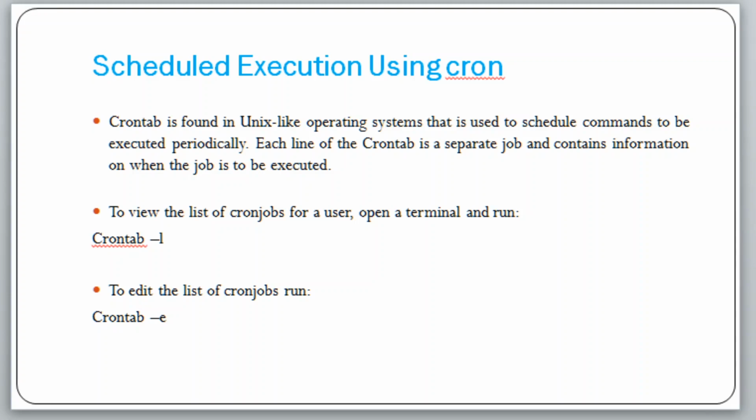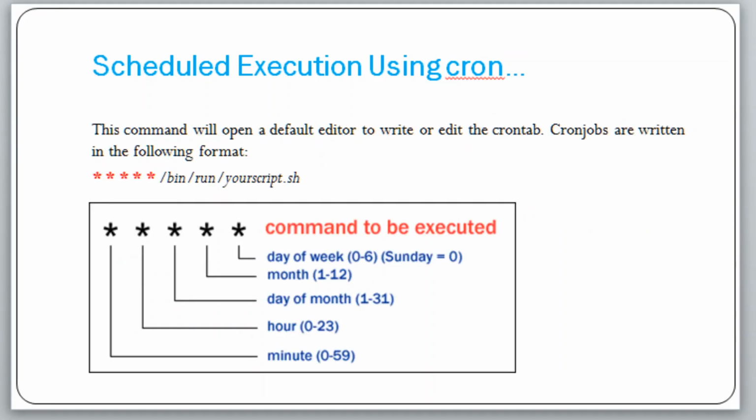So how is cron actually set up? We see here in our next slide that the command opens the default editor to write or edit the crontab. Cron jobs are written in the following format: we have five placeholders, and then the command to be executed. The first placeholder, this asterisk or star, represents the minutes, 0 through 59 in an hour. The second one represents hours, 0 through 23.